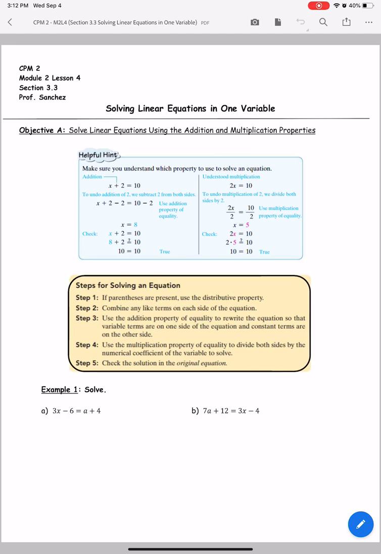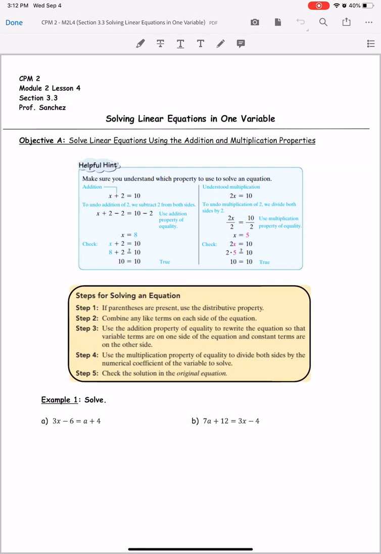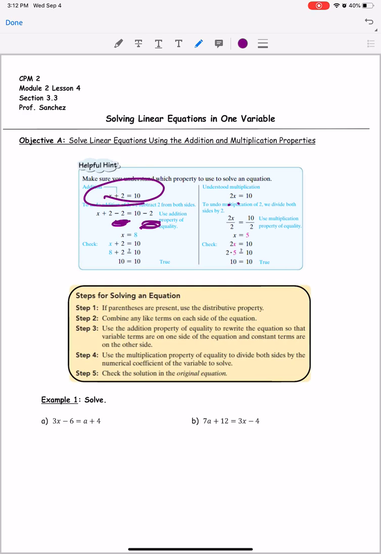Objective 1: solve linear equations using the addition and multiplication property. We've been doing this, right? If it says x plus 2, the opposite of plus 2 is to subtract 2, and what we do to one side, we are doing to the other. Likewise, multiplication. If it's 2 times x, the opposite is to divide, and if I divide the left side, we're dividing the right side. So keep these equations balanced, do the opposite operation.